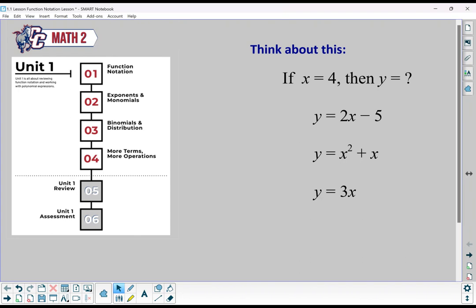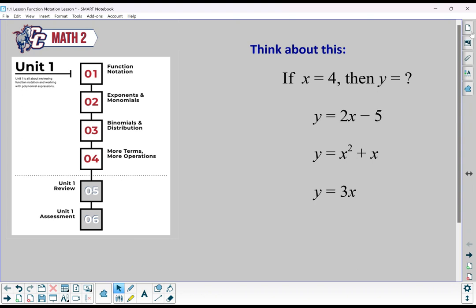Hello, Math 2. This video is our first lesson of Unit 1. So Unit 1 is all about reviewing function notation and working with some polynomial expressions and equations. And so this lesson is about function notation.